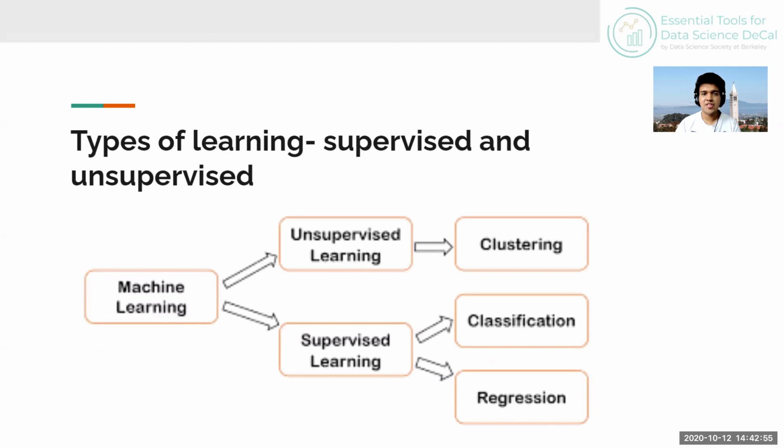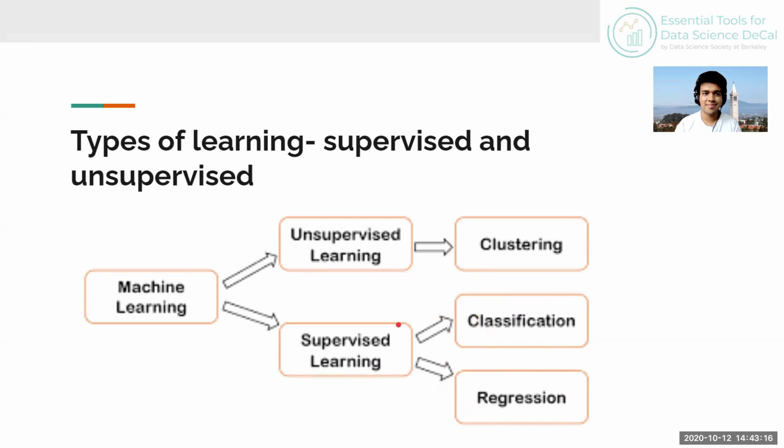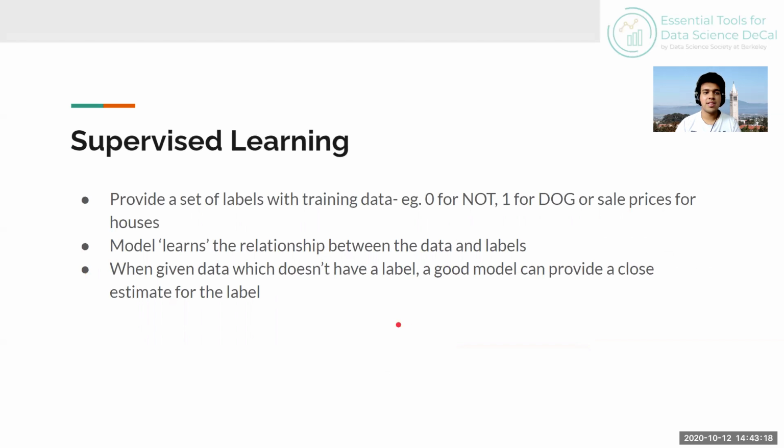Okay, so in machine learning, there are two main types of learning. That is what we call supervised learning, and then there is unsupervised learning. Supervised learning is further divided into classification and regression. We will be implementing a regression model later in this lecture, and there are a bunch of other models which you will get to later.